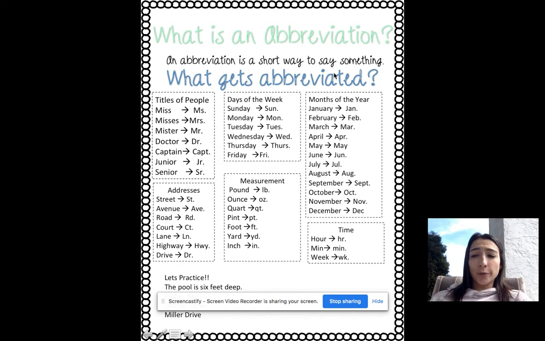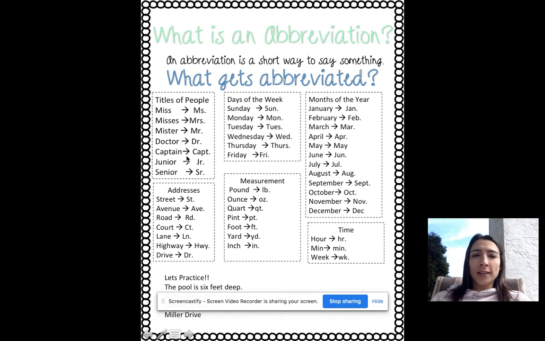We're going to be learning what an abbreviation is and the different types of abbreviations. We use abbreviations every day when we are talking. Some of them we've seen in math, and then some for even our street signs. So an abbreviation is a shorter way to say something. For most of them you still say the same thing, but it's a shorter way of writing it.